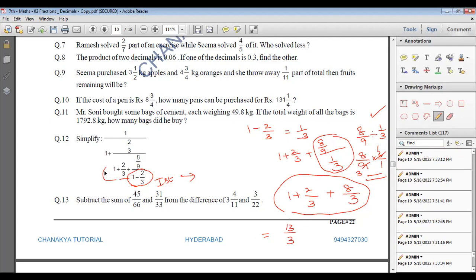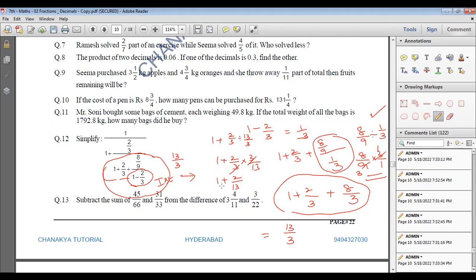Once again, you go with this step. This part completely, what are you getting? 13 by 3. Now 1 plus 2 by 3 divided by 13 by 3. That means the reciprocal of this: 1 plus 2 by 3 multiplied by 3 by 13. Cancelled. You will get 2 by 13. 1 plus 2 by 13.